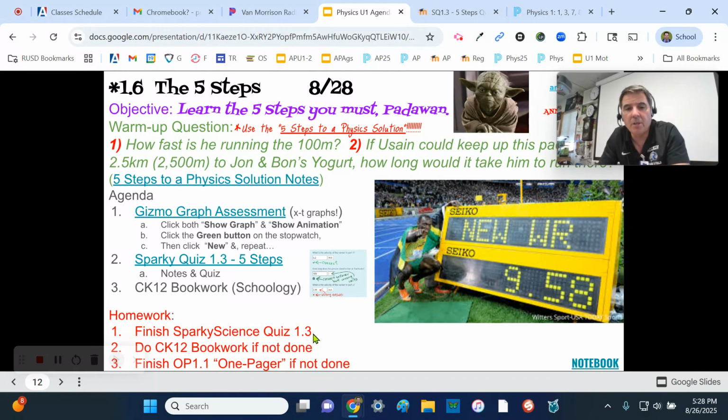So we have a Sparky quiz, CK12 bookwork, and a one pager if not done, and the Gizmo you should do as well, obviously. So I'll take you through one step at a time.